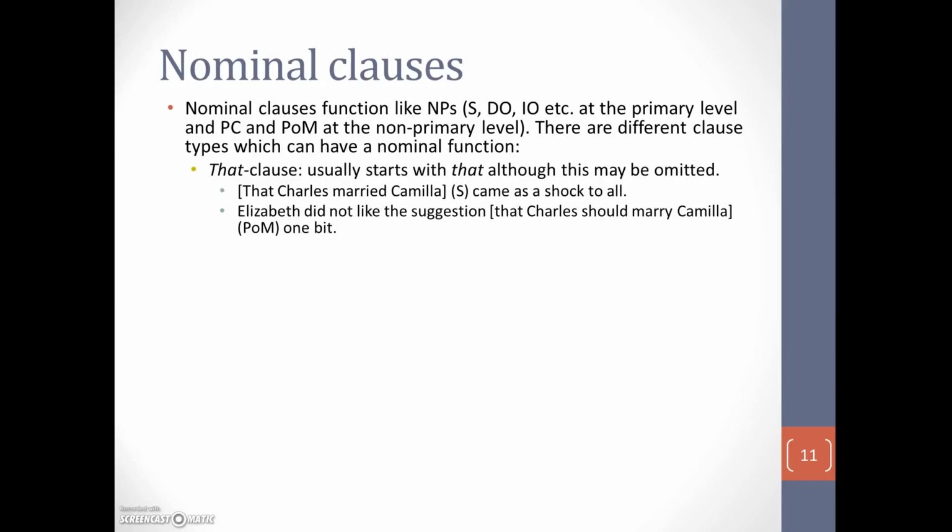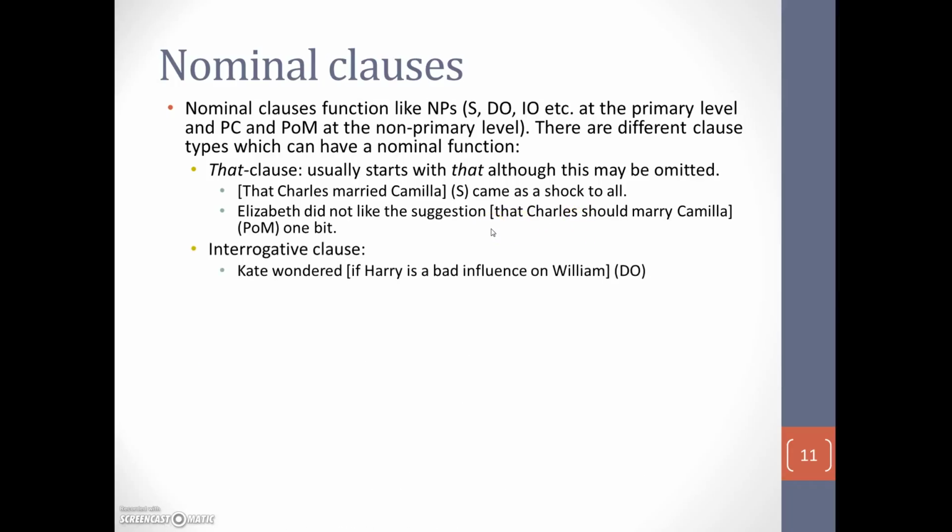We can have a that clause. Now, they usually start with that, but you can actually leave that out. So here we have a that clause functioning as a subject. That Charles married Camilla came as a shock to all. And here we also have one as a post modifier. Elizabeth did not like the suggestion that Charles should marry Camilla.